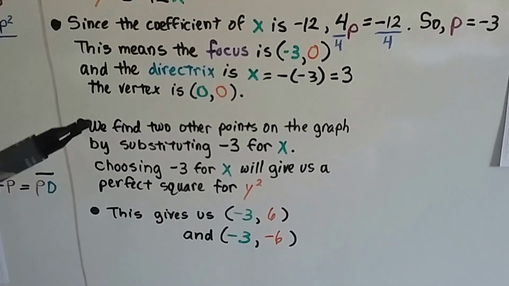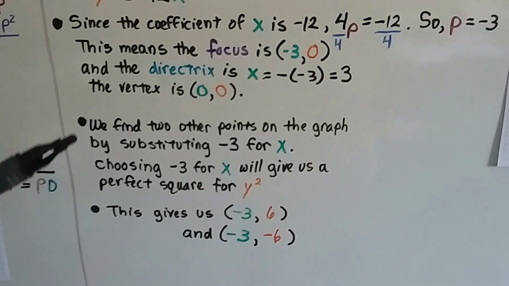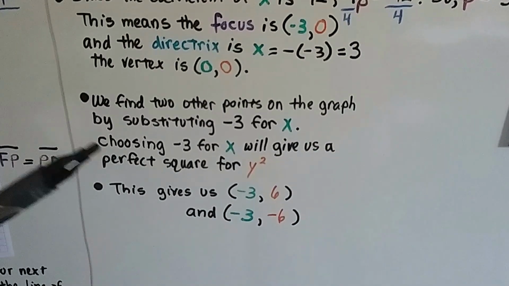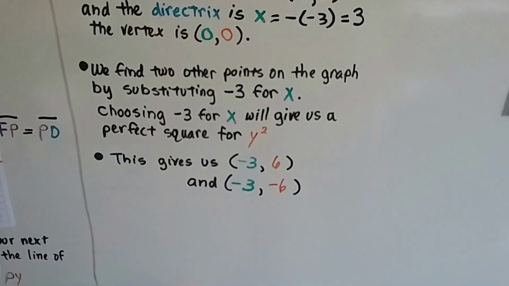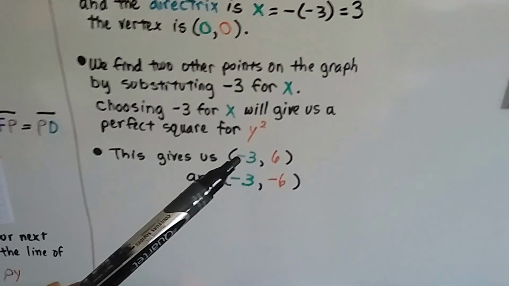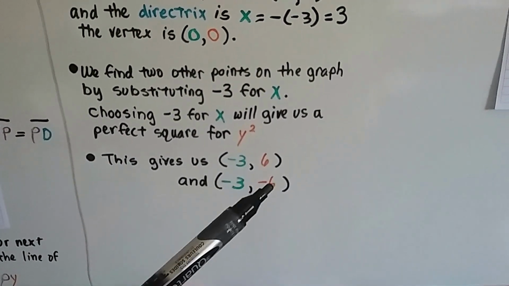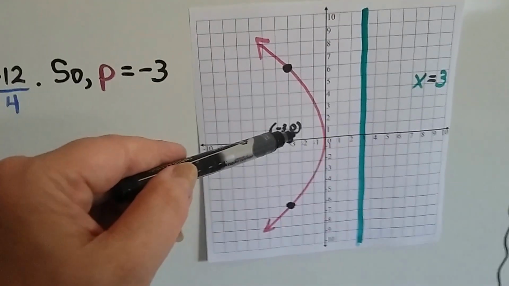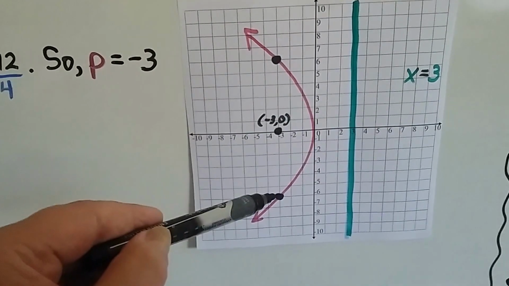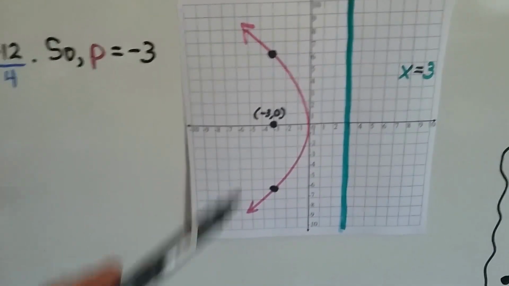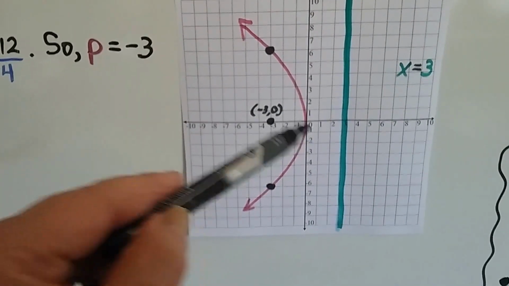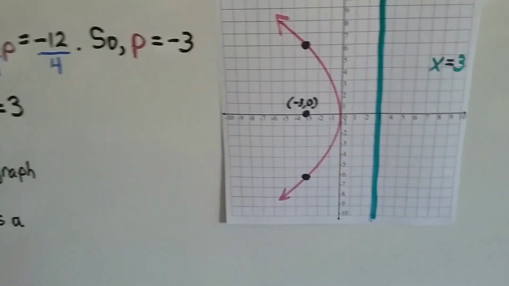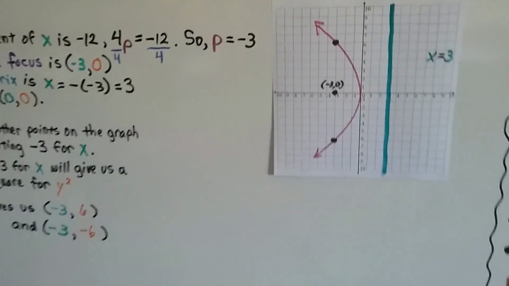Okay? We find 2 other points on the graph by substituting negative 3 for x. Choosing negative 3 for x is going to give us a perfect square for y squared. And that'll give us negative 3, 6, and negative 3, negative 6. See? So we have negative 3, 6, and negative 3, negative 6. See that? And if we know the vertex is at the origin, we can just draw the curve. See? All right?